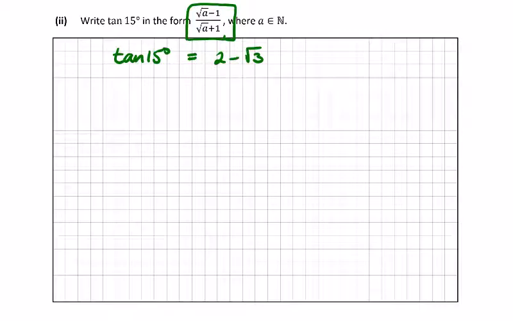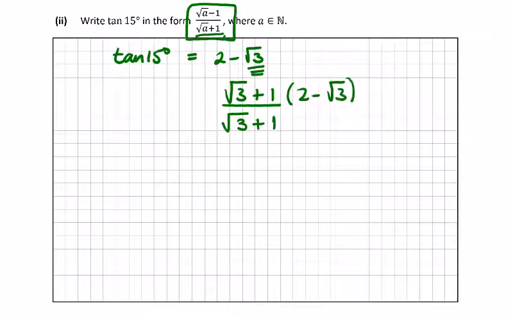And we can see that we want a root A on top and a root A in the bottom, so the roots have to be the same. And we have a root 3 already kind of in our answer. So I want a root something plus 1 on the bottom. So why don't I put a root 3 plus 1 on the bottom? This is clever maths. So that would mean if I do that to the bottom, I'd have to do the same to the top. And the top is 2 minus root 3.